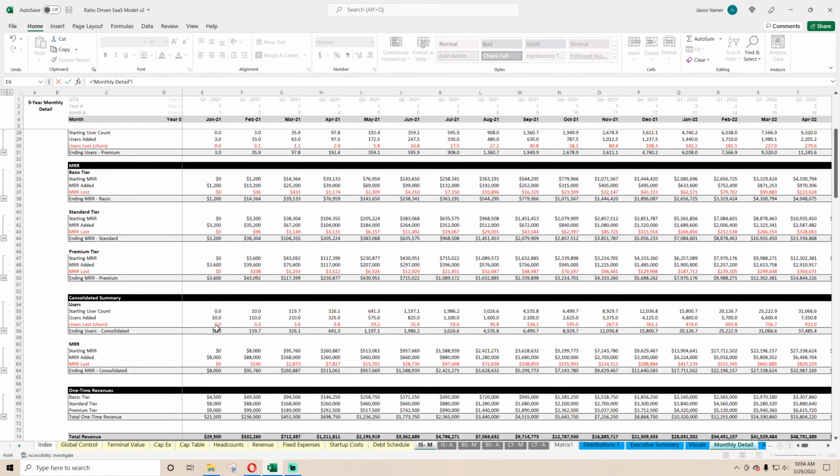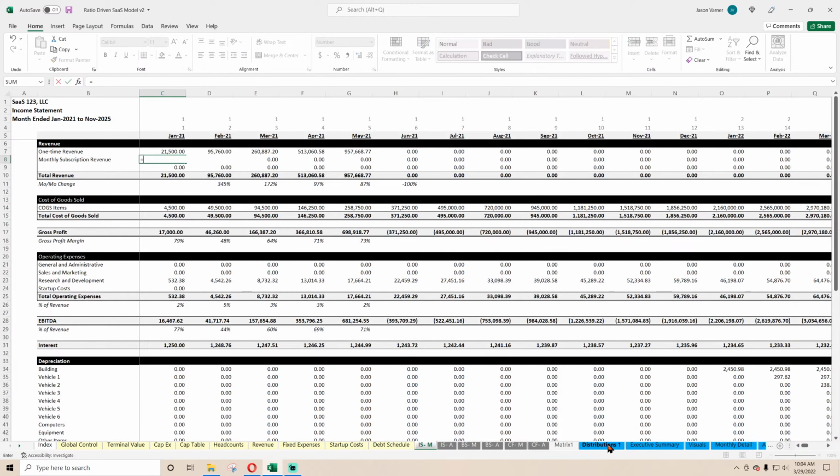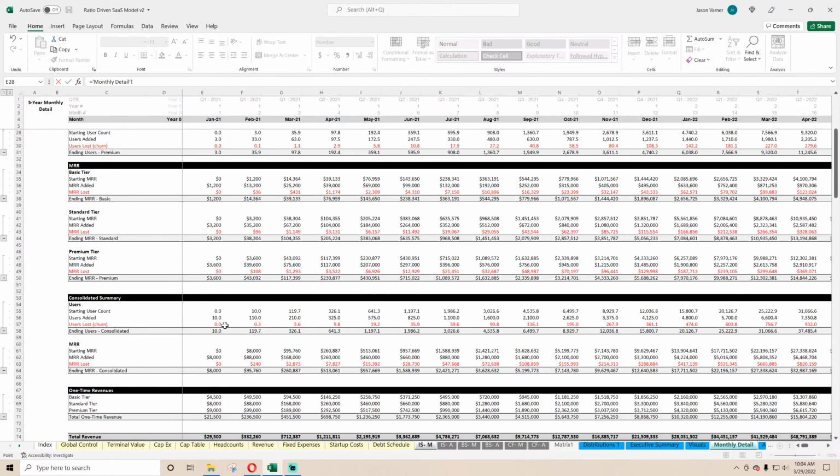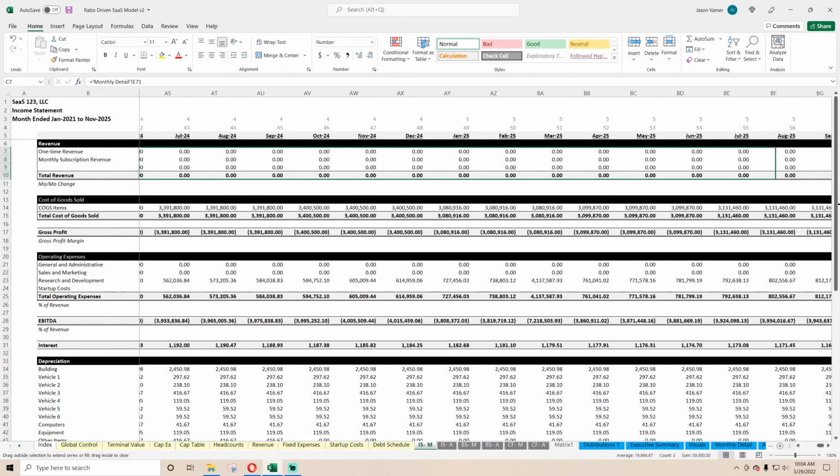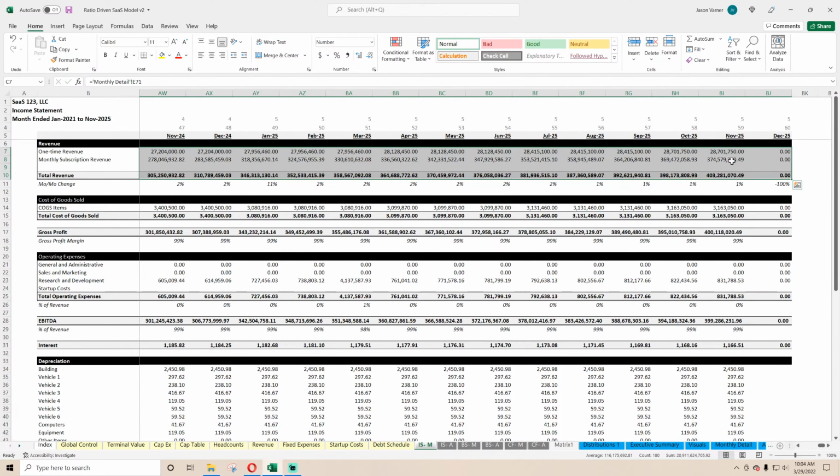All right, so we got one-time revenues, or wait, this is recurring. One-time revenues is here. Recurring subscription revenue would be here. And then there's not a third. We simply drag this over. So that's the first part of the income statement, is your receipts from customers.